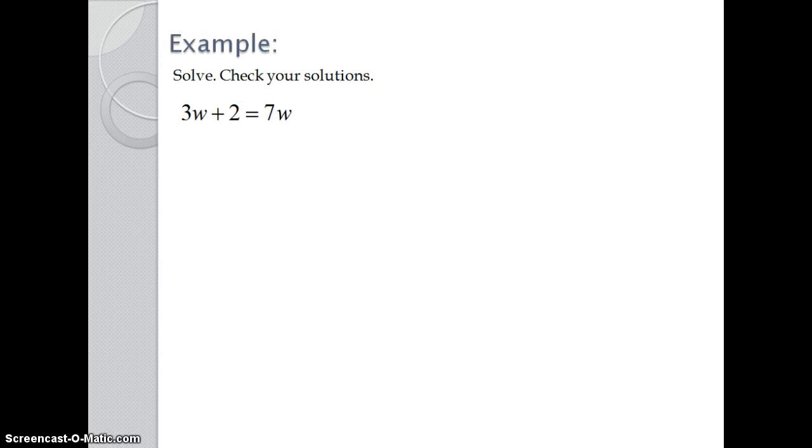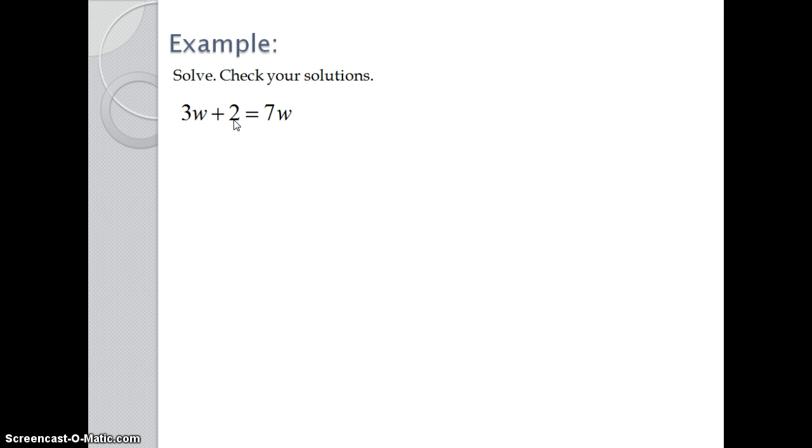Directions say solve. Make sure you check your solutions, okay? So my first step, and if you need to look at those steps, pause the video. You can go back to that slide, or you can write them down if you have your note sheet in front of you. The first step is to simplify. So I'm going to look at the left-hand side of the equal sign. I have 3w plus 2. I can't combine those. I don't see any parentheses for distribution, and there's not the big long division bar.